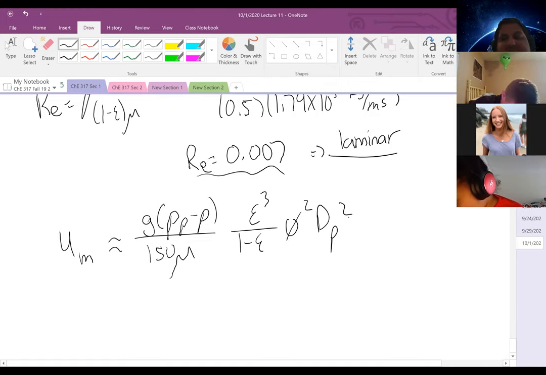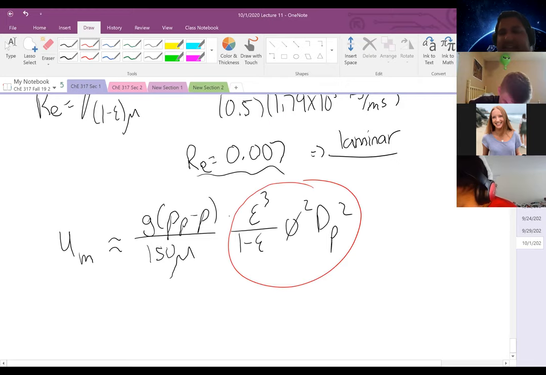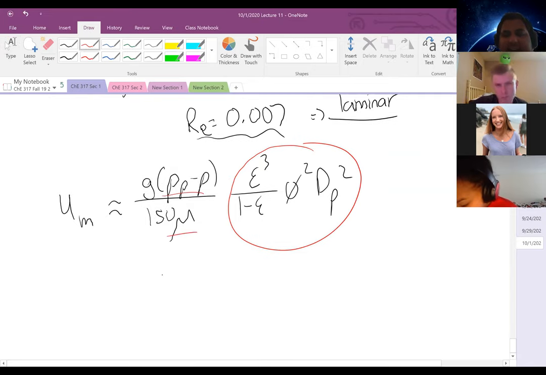And if I were to change my system from air to chlorine and do a scale up, this would be the same. Because I'm looking at the same particles, the same void fraction, the same sphericity, and the same diameter of the particles. So I only have to consider how the terms in this expression change when scaling up my system as well as changing my fluid.